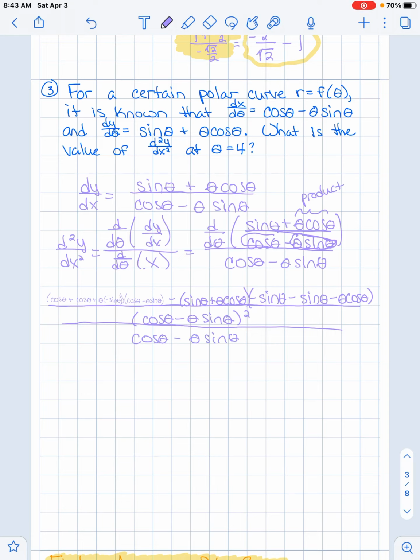If this were an FRQ, you're done, but most likely you wouldn't see something like this on an FRQ. Most likely you would see something like this on a multiple choice question. So let's see if we can try to simplify things just a little bit.